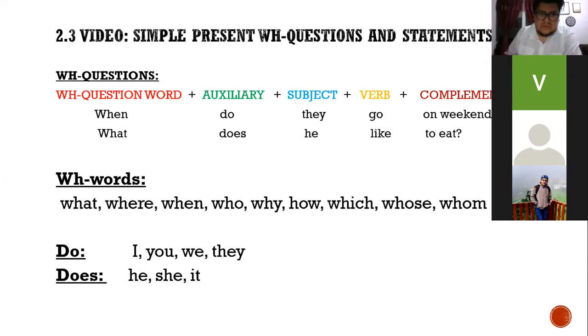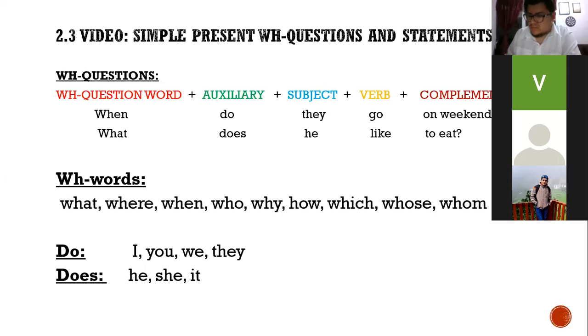Bueno, en realidad what y which vienen siendo lo mismo. Podemos usar what o which en la misma situación. Es cuando hay que escoger algo. Por ejemplo, what is your favorite color? ¿Cuál es su color favorito?